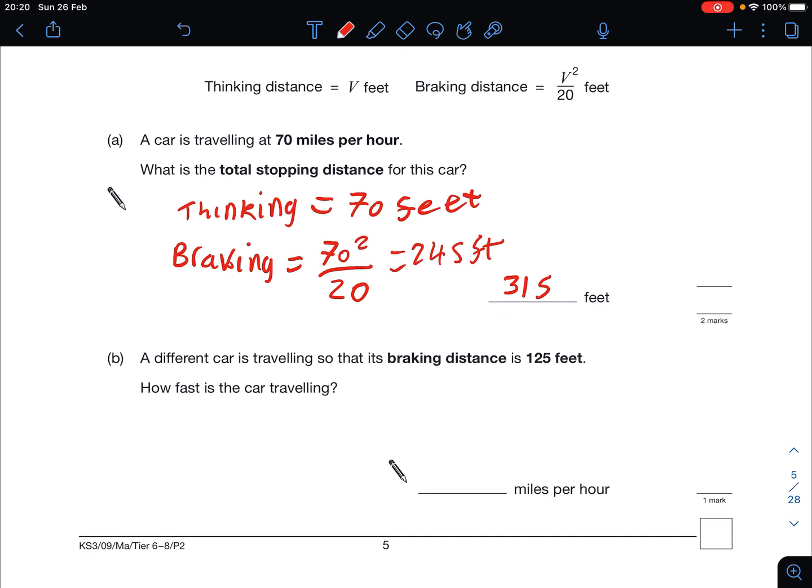This next idea is the same thing, except we're given the braking distance. So I know this formula here is the one for braking distance, v squared divided by 20, and I know that is 125 feet. So I'm going to times both sides by 20 to get that v squared is equal to 125 times 20, 2,500. And then v is equal to, I'm going to square root 2,500, and that gets me 50 miles per hour.